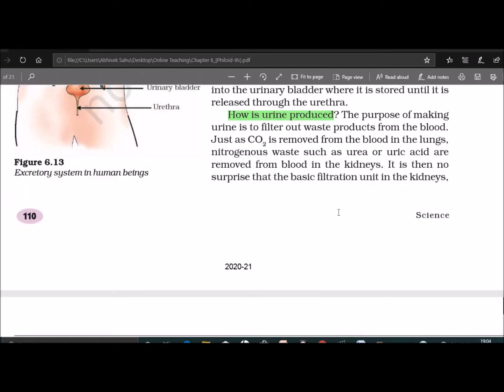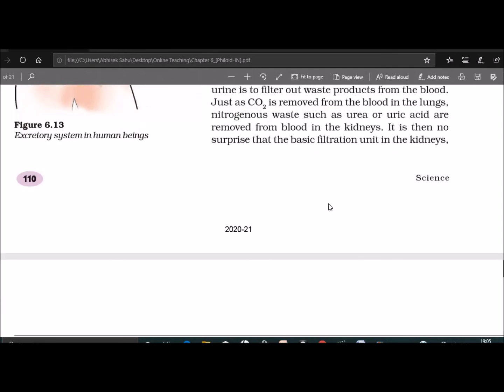Now we will read the mechanism of how urine is produced. The purpose of making urine is to filter out the waste product from the blood. Just as carbon dioxide is removed from the blood in the lungs, nitrogenous waste such as urea and uric acid are removed from the blood in the kidney. So the basic filtration unit is the kidney.